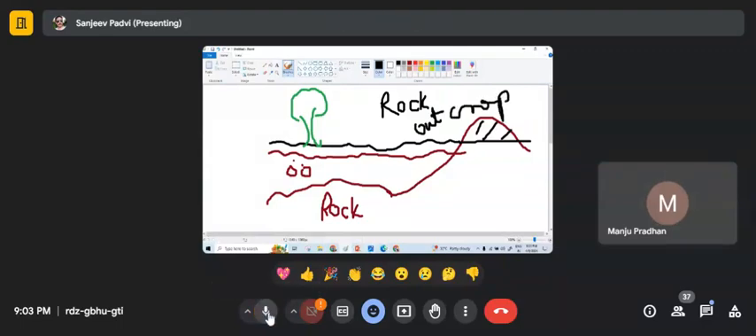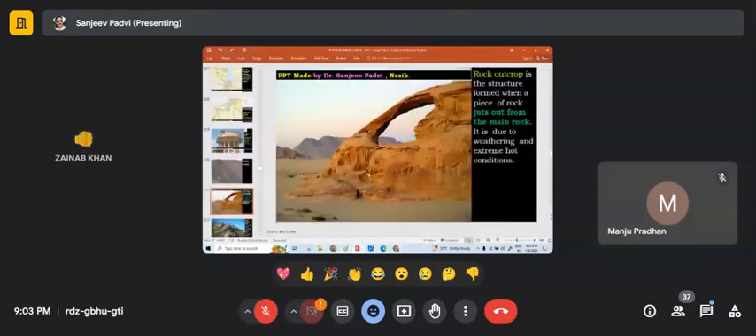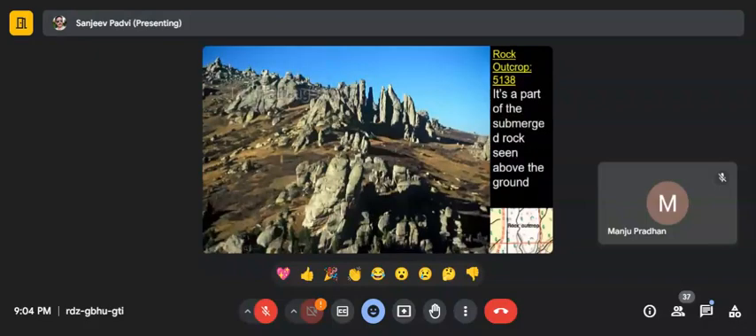Look at this rock outcrop now. I am showing you in reality how it looks. Look here. This is that rock outcrop. Okay. This is also a rock outcrop.